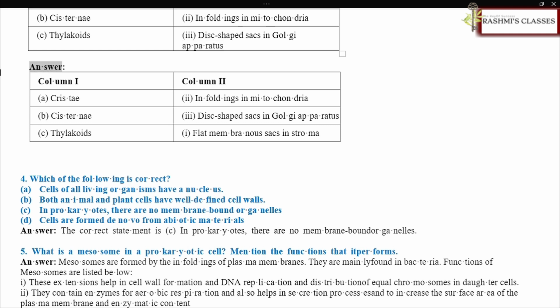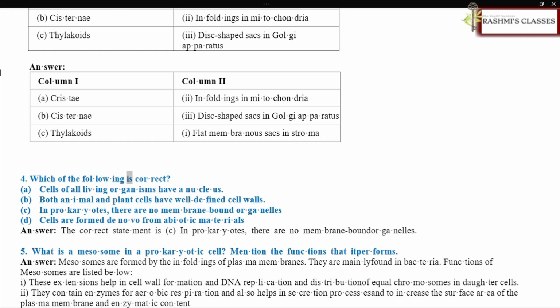Answer: Column I and Column II. A. Cristae, 2. Enfoldings in mitochondria. B. Cisternae, 3. Disc-shaped sacs in Golgi apparatus. C. Thylakoids, 1. Flat membranous sacs in stroma.